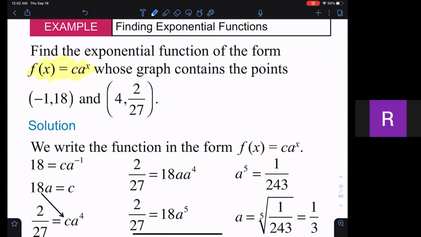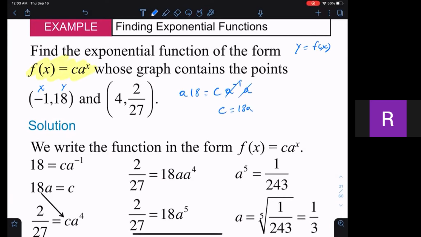So recall that this is x and y. And remember, y equals f of x. Therefore, I can say that 18 equals c times a to the -1. So now if I multiply by its inverse, a, this cancels out. So I got c equals 18a, okay?